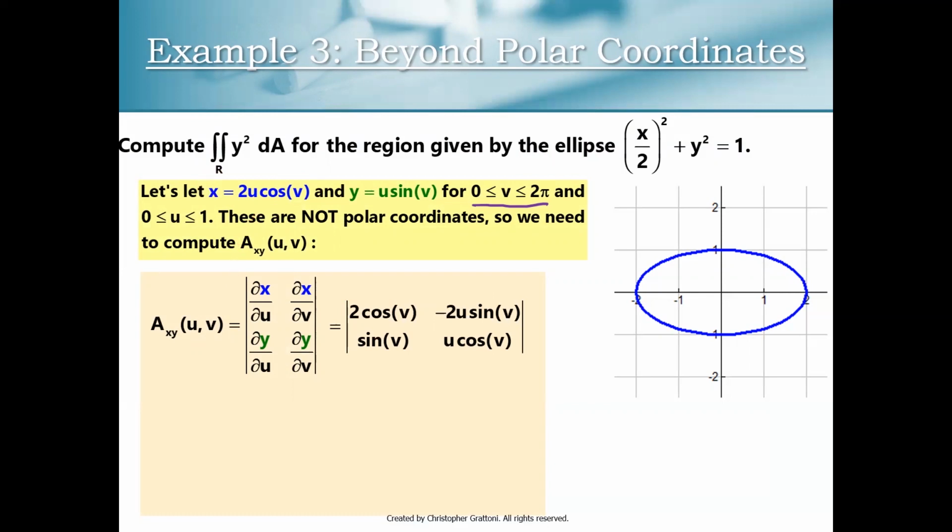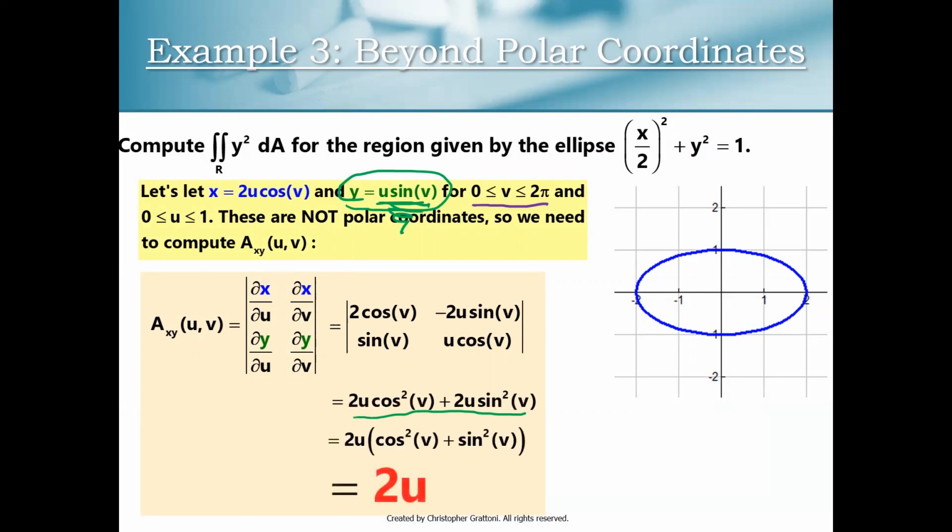And then in a very similar fashion, if y is equal to u sine v, I need to compute dy du and dy dv. So those partial derivatives are: the derivative of u sine v with respect to u is sine v, and the derivative of u sine v with respect to v is u cosine v. All right, so now I have a 2x2 determinant that I need to compute. Here it is. And then we have a little Pythagorean identity there. So let's simplify, and we get 2u.